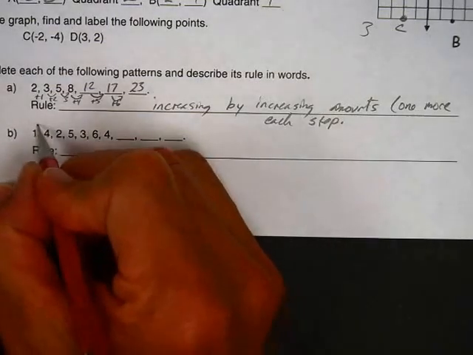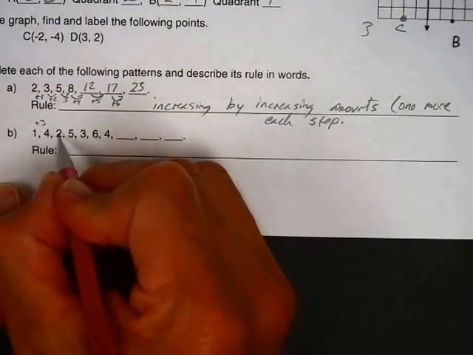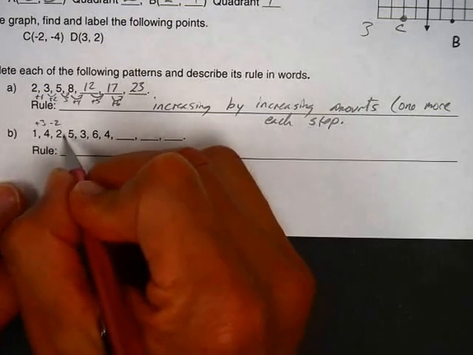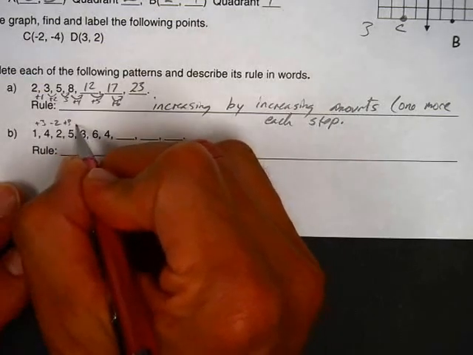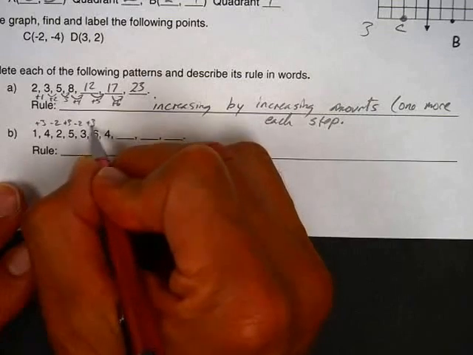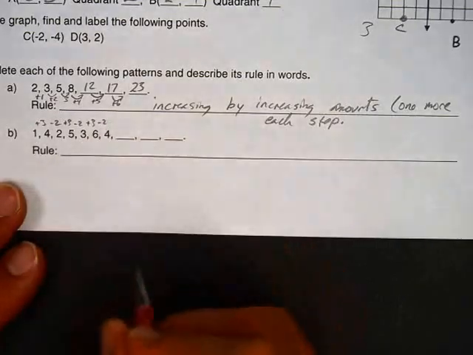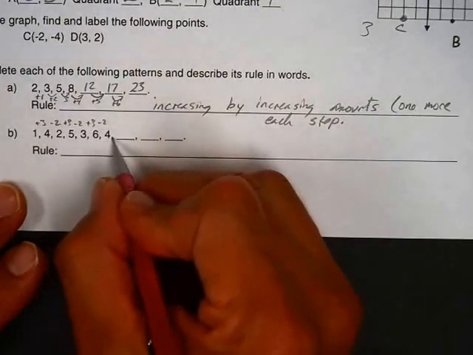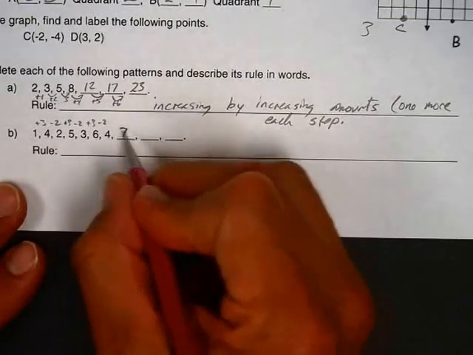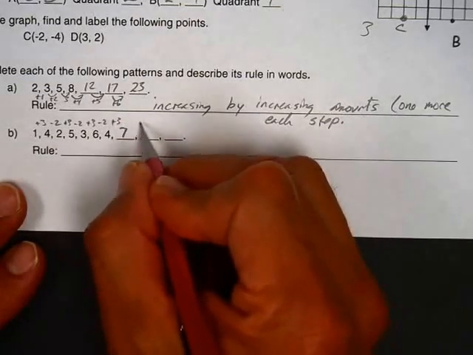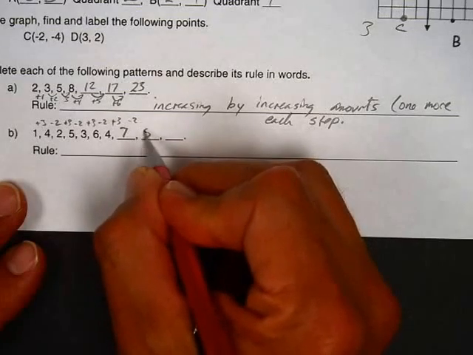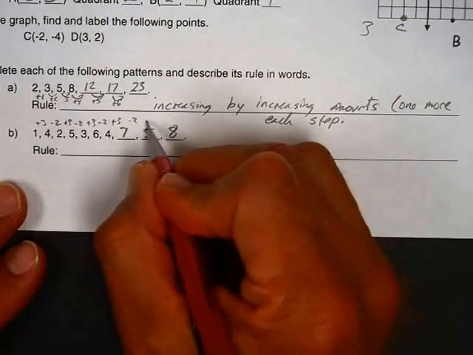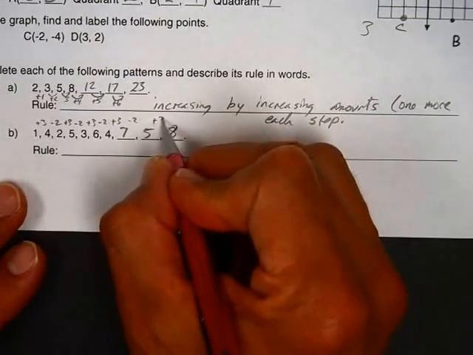Here we have 1 to 4, that's an increase of 3, and 4 to 2, it's actually a decrease of 2. And then we have our increase of 3, and then we have our decrease of 2 and our increase of 3. So it seems like it's happening all the way through. So after a decrease of 2 here, that should be a 7 because it's an increase of 3. And then a decrease of 2 brings us to 5, and an increase of 3 brings us to 8.